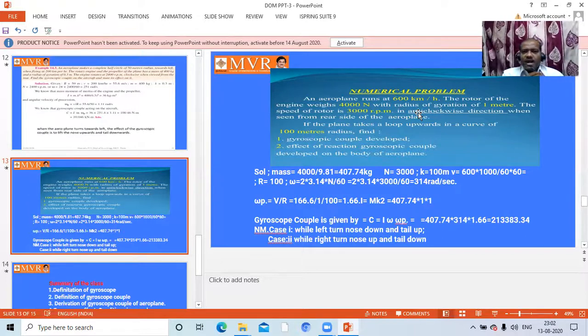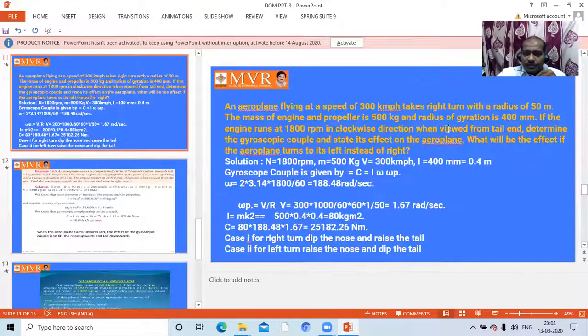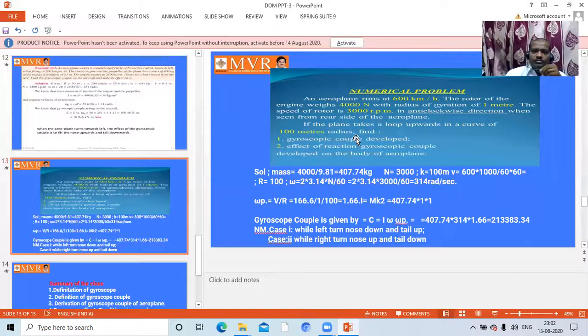So instead of having a propeller, or in the previous class we have solved about this engine and propeller, here they have used it as a rotor. Both are one and the same. The rotation is anti-clockwise when seen from the rear side of the aeroplane. In the previous class it is mentioned clockwise, here it is anti-clockwise. Here mass is given in newtons instead of in kgs, so you have to convert that and solve the problem.